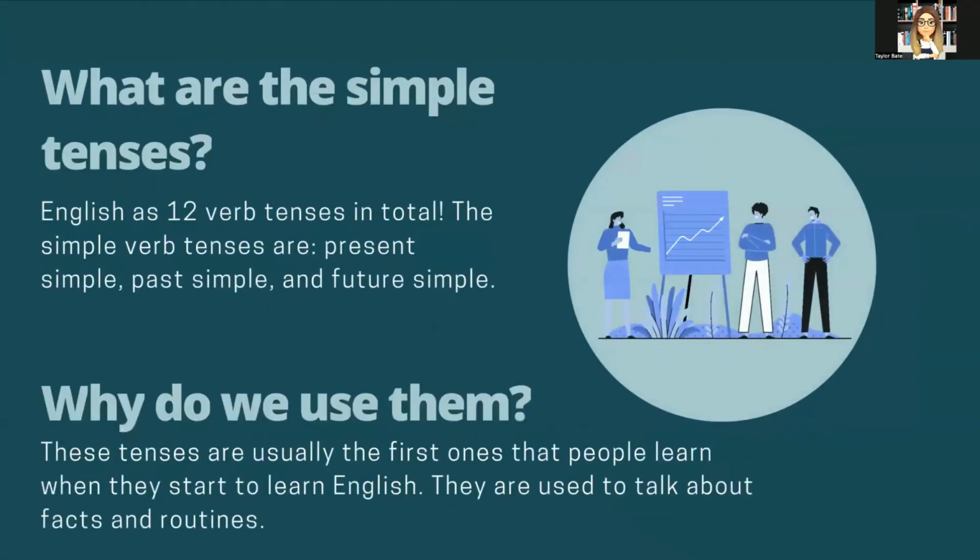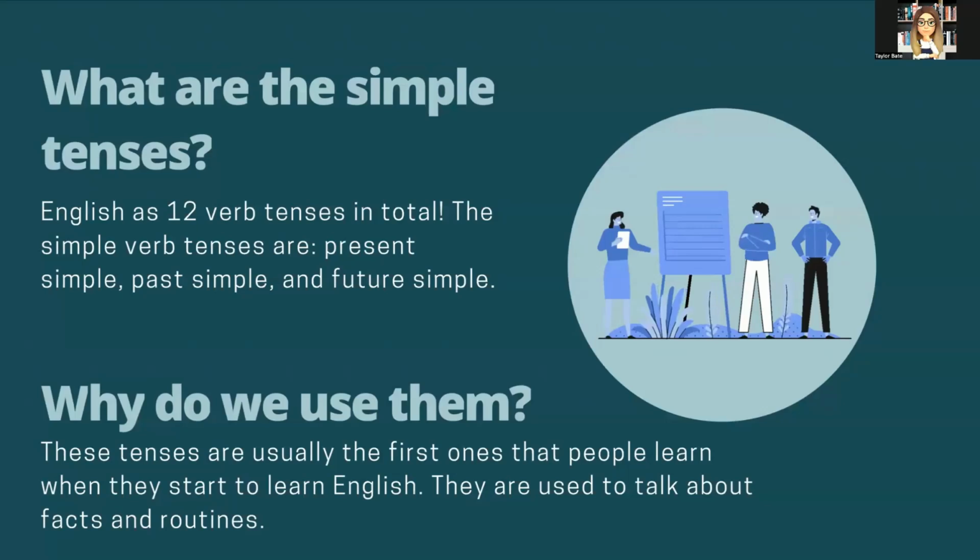All right, so what are the simple tenses? Altogether, English has 12 verb tenses. It is so much. The simple verb tenses are present simple, past simple, and future simple. Why do we use them? These tenses are usually the first ones that people learn when they start to learn English.